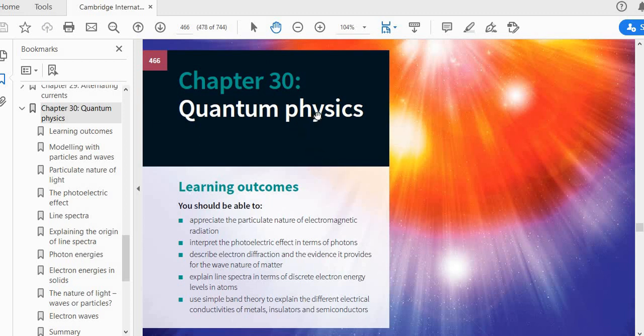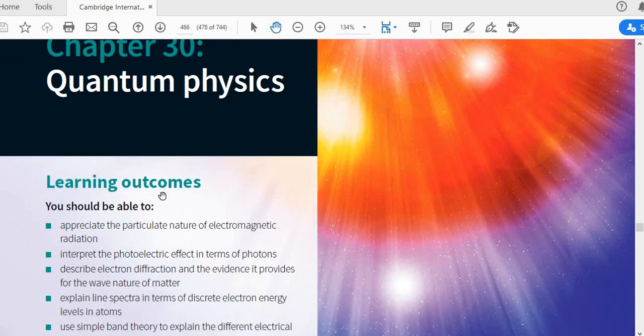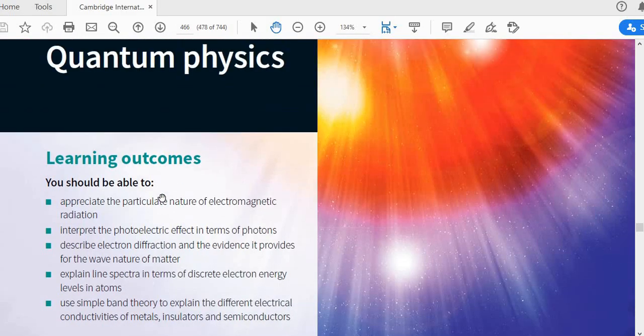Chapter 30 Quantum Physics. The objectives or the learning outcomes of this chapter are mentioned here. Let's go through them so you can have an idea of what we will be learning. You should be able to appreciate the particular nature of electromagnetic radiation. Now we will see how something behaves as a particle as well as a wave.